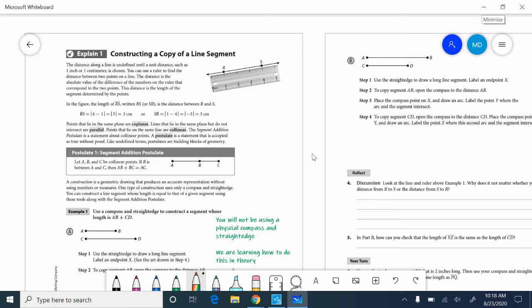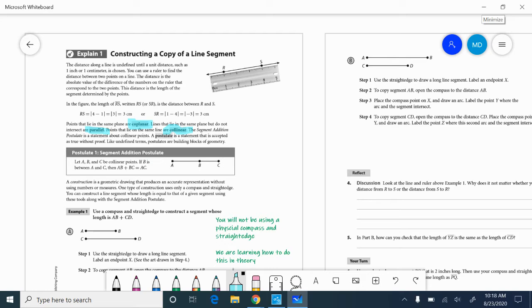Here's some more academic vocabulary. Points that lie in the same plane are coplanar. Lines that lie in the same plane, they're coplanar. Lines that lie in the same plane but do not intersect are parallel. Points that lie on the same line are collinear.